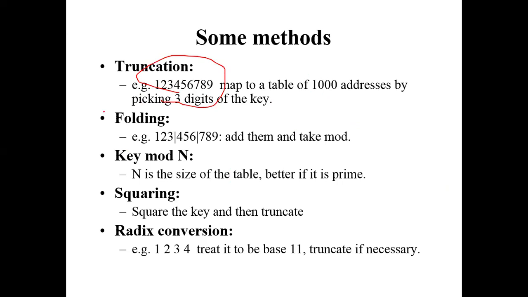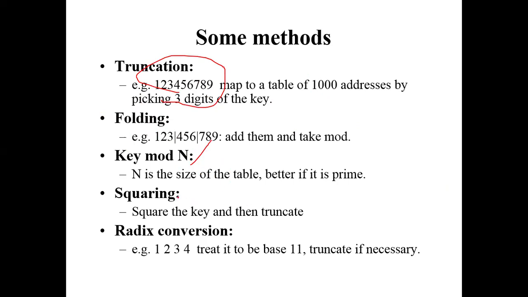One more method is called folding. That means we add the numbers and then take the mod of it. Key mod n is the general method, where n is the table size. Generally, we use a prime number.